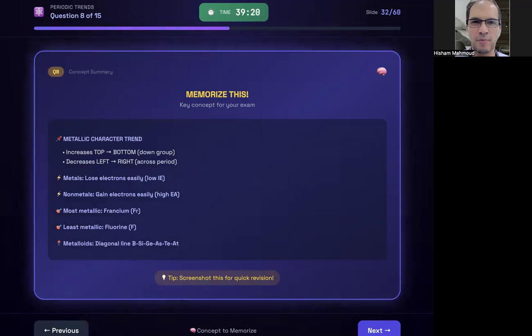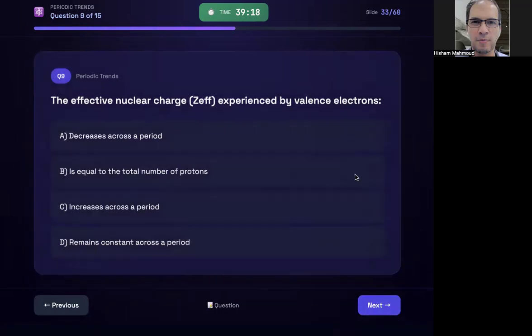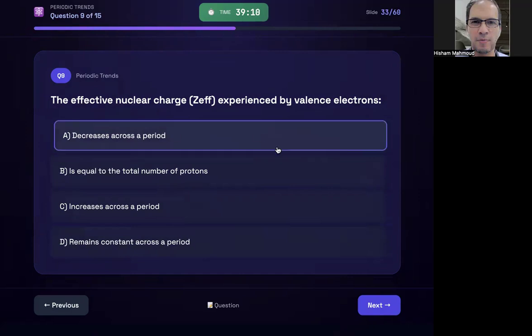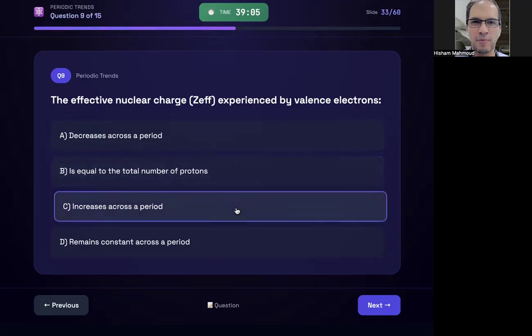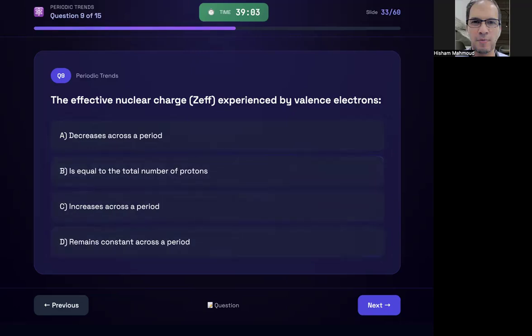What is my next question? Number 9. The effective nuclear charge experienced by valence electrons. What is the meaning of the effective nuclear charge? And does it decrease across the period? Is it equal to the number of protons, increases across the period, or remains constant across the period?